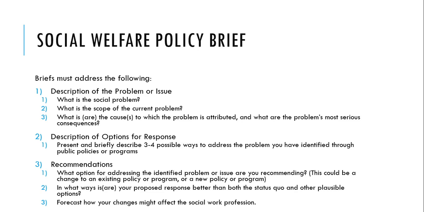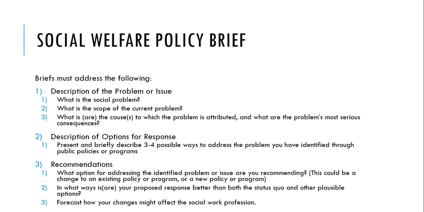So when you're describing the problem or issue, think about how to define what is the social problem. You obviously are not going to repeat everything that you included in your first paper, but you want to think about how you can succinctly define and describe the problem itself, the scope of the current problem. So you're going to point to statistics, key pieces of information that show us the magnitude of this social problem. How big is this? How many people does this affect? How long has this been going on?